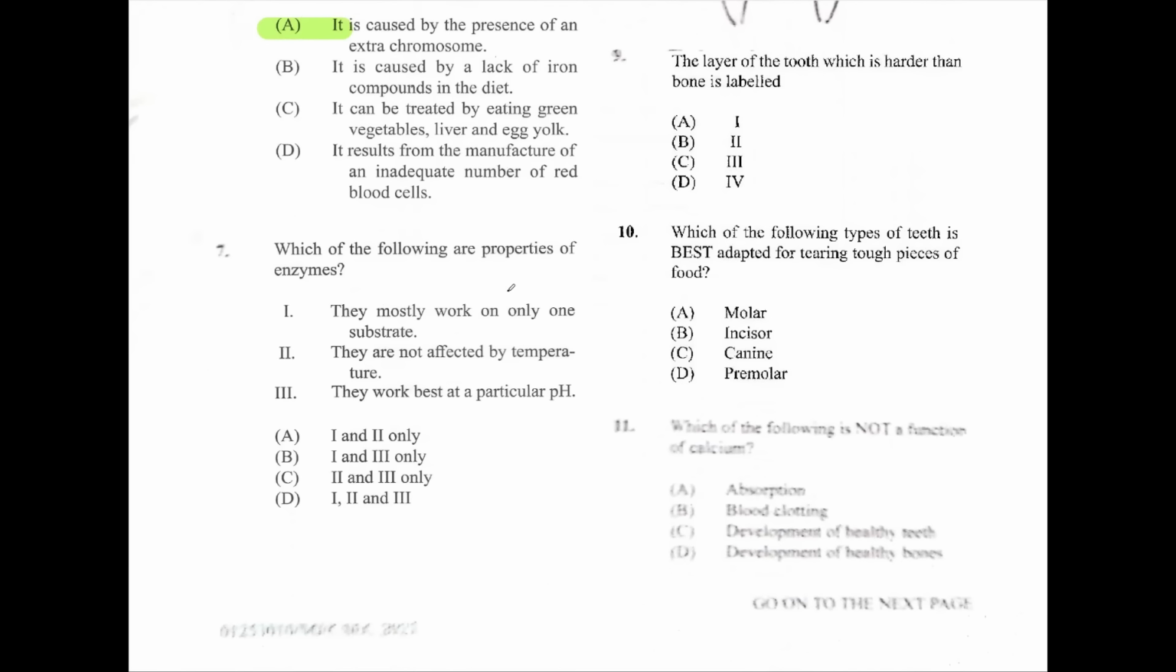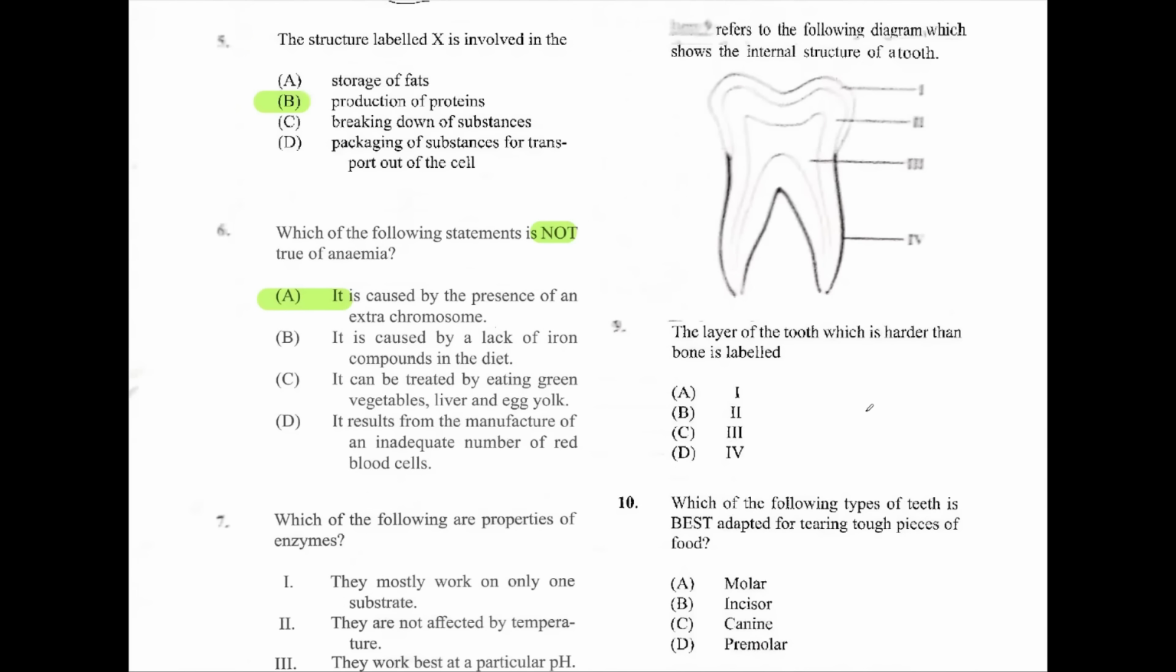Question 7, which of the following are properties of enzymes? They mostly work on only one substrate. They are not affected by temperature. They work best at a particular pH. So they are not affected by temperature, that is not true. They work best at a particular pH. That is true. So for 7, we are going with 1 and 3, which is B.